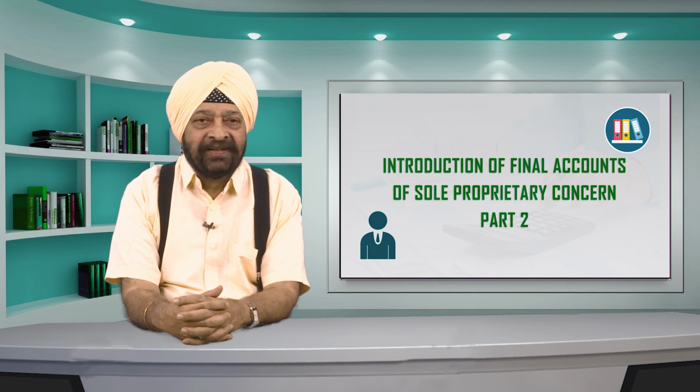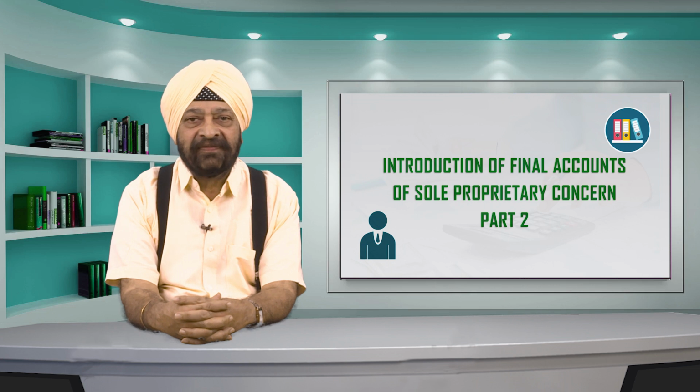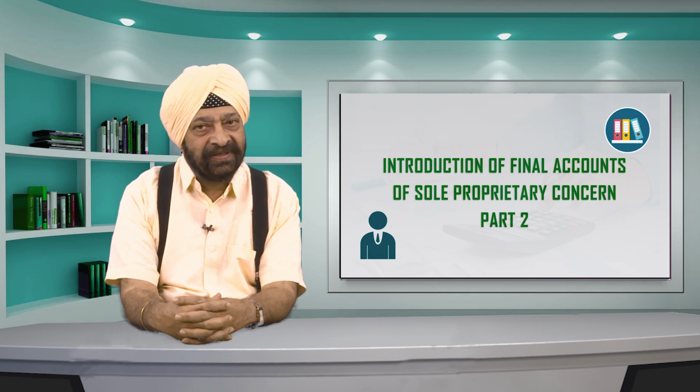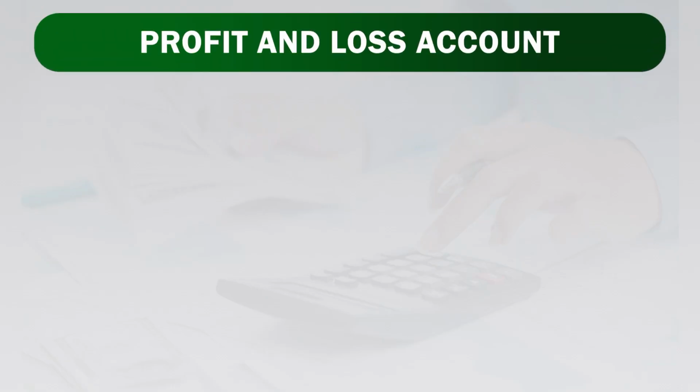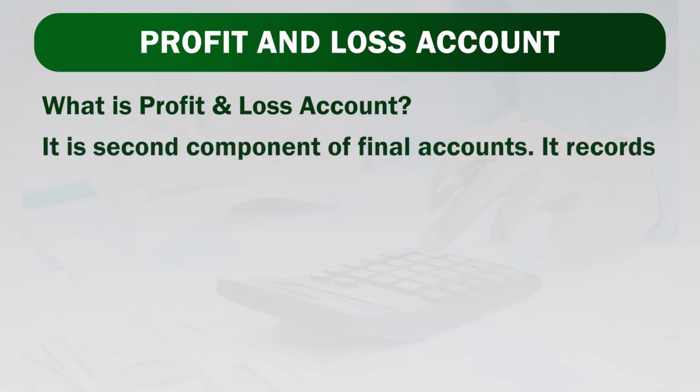Now, friends, so far we have acquired information about trading account, which is the first component of final accounts. And now, we will see the second component, that is profit and loss account, which is known as income statement. And now, along with this, we will see the items which are to be recorded in profit and loss account. First of all, let us try to know what is profit and loss account. It is the second component of final accounts.